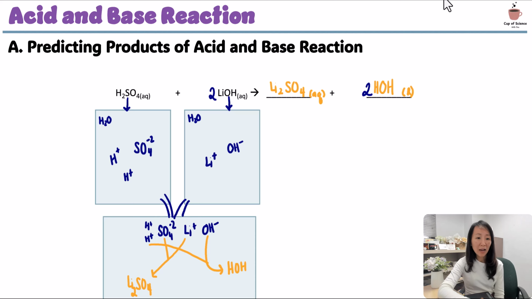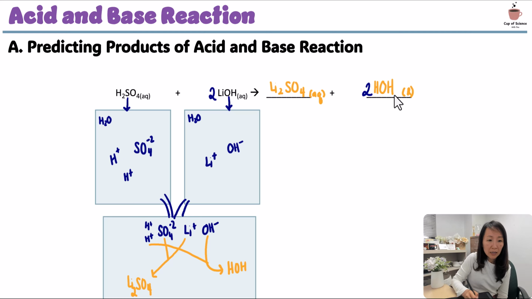So coming back, we have 2 lithium hydroxide and 2 HOH. This indicates there's 2 hydrogens, 1 sulfate, 2 lithium, and 2 hydroxide. Now I'm going to rewrite the whole equation on the right-hand side, just to give you a better form. We wouldn't write 2HOH, right? So I'm going to rewrite this whole thing.